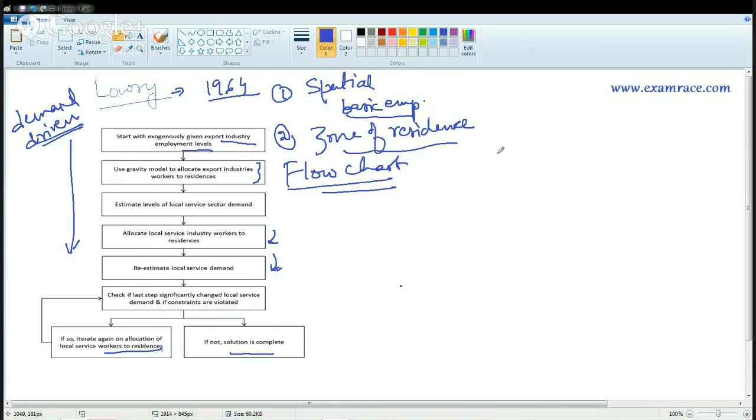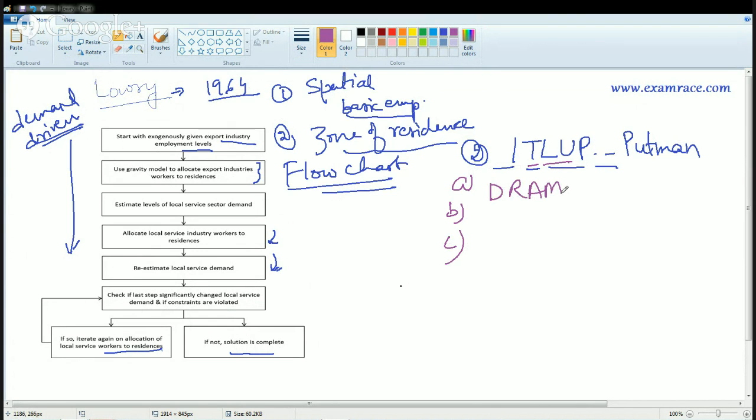The next spatial interaction model is the ITLUP, that is the Integrated Transport Land Use Package. This model was given by Putman. Putman talked about integrated transport and land use. Under this concept, he classified three fundamental things. DRAM, that is the disaggregated residential allocated units. The next is the employment allocation model, or the EAM. So this is residential, then you have employment, and the next is TDM, that is the travel demand model.